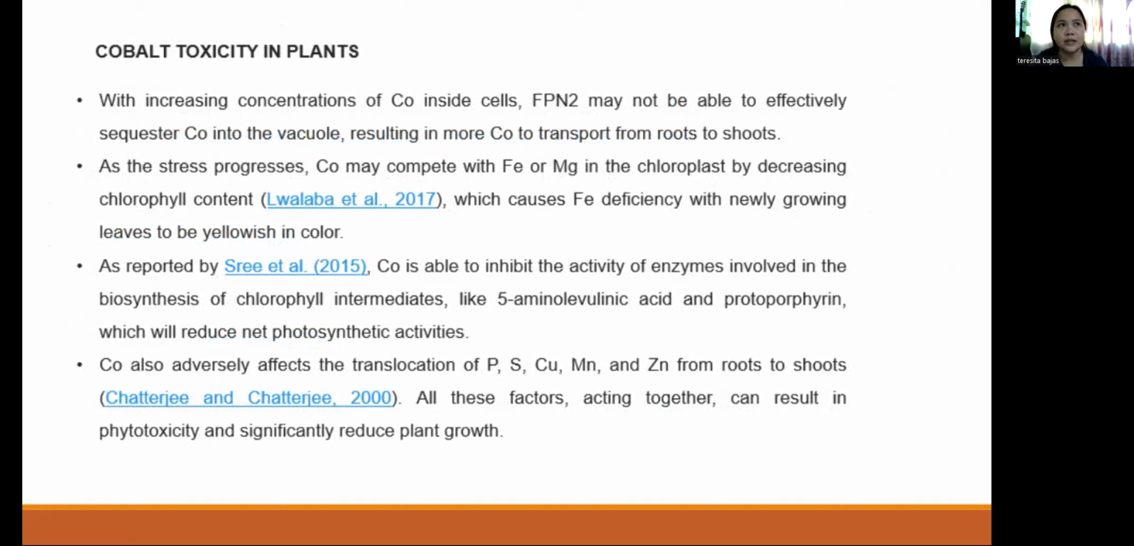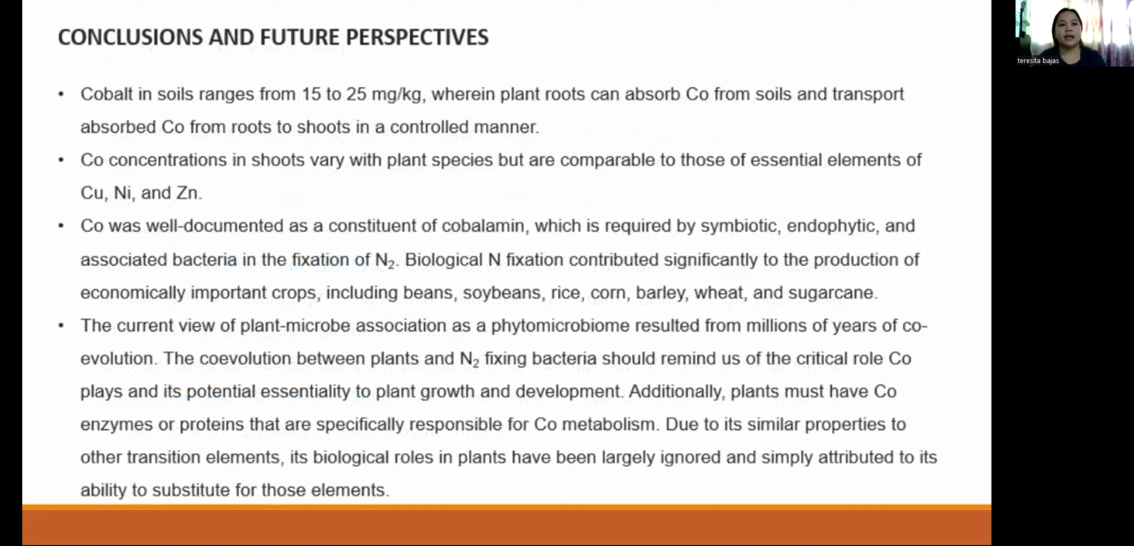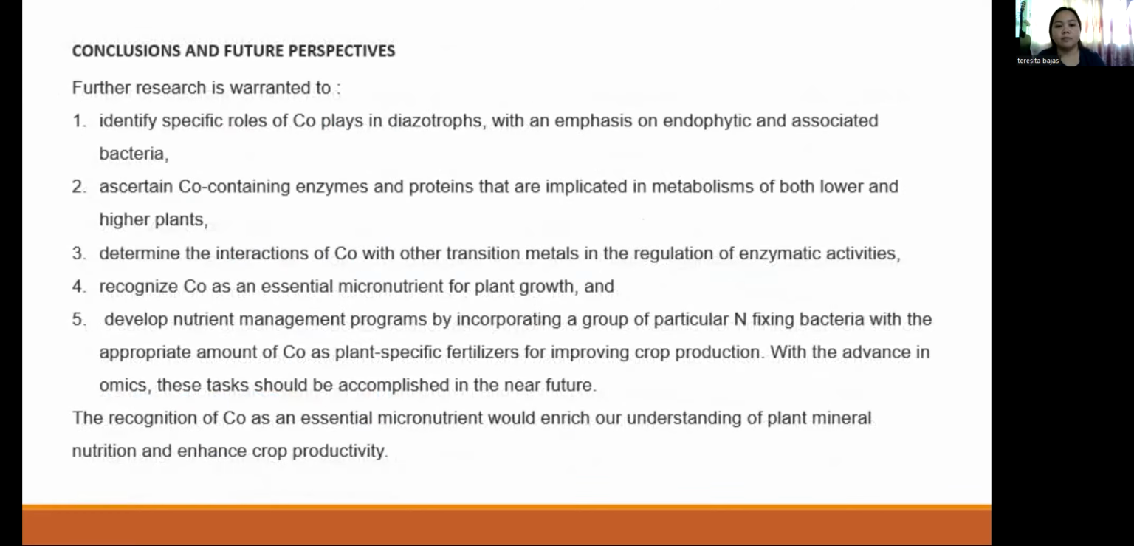Sir Gerald discussed with us last time how you can say that a nutrient is essential. So for the conclusions and future perspectives, it says here that more study should be done on cobalt, since it is a constituent of cobalamin, which is required for symbiotic endophytic associated bacteria and nitrogen fixation. And the current view, daw po, is that we should add to it.